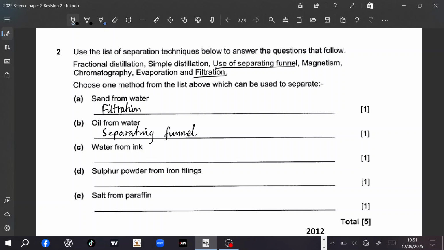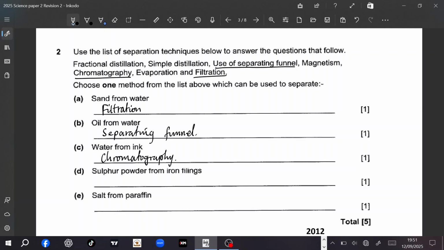Then water from ink. So how can we separate water from ink? Usually for this one we can use chromatography. So chromatography works with solubilities as well. So it is suitable for substances that dissolve but have different solubilities.